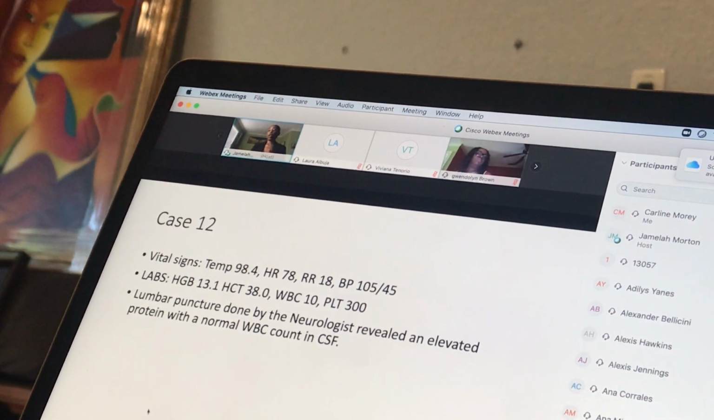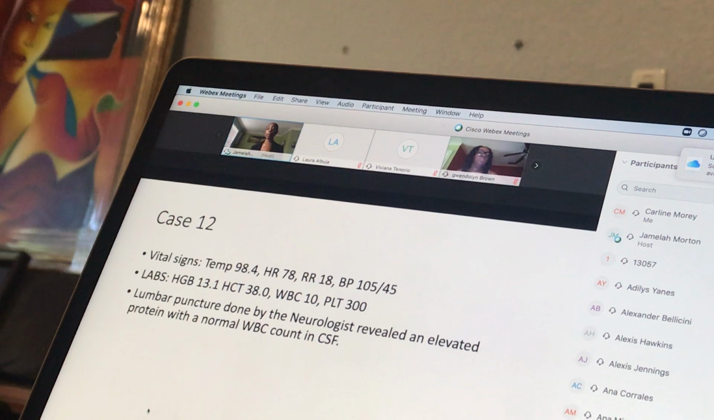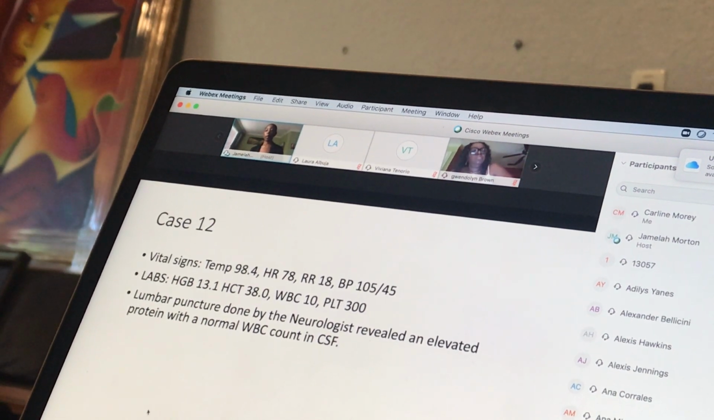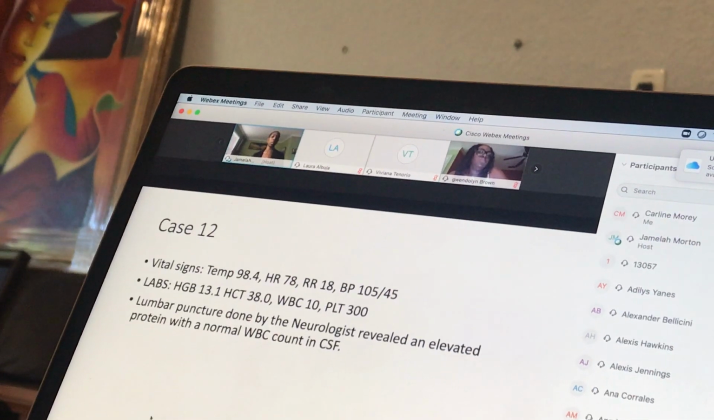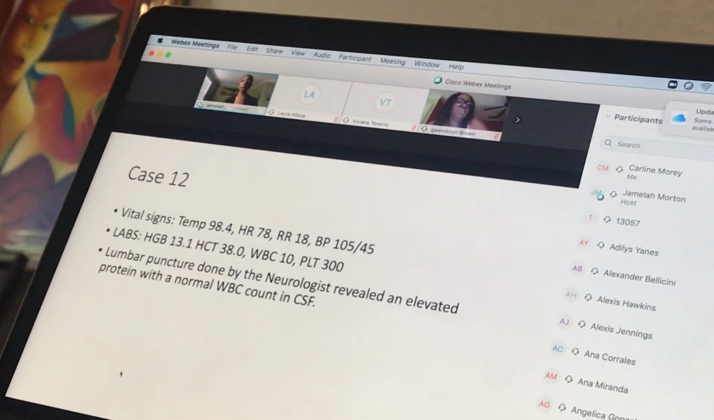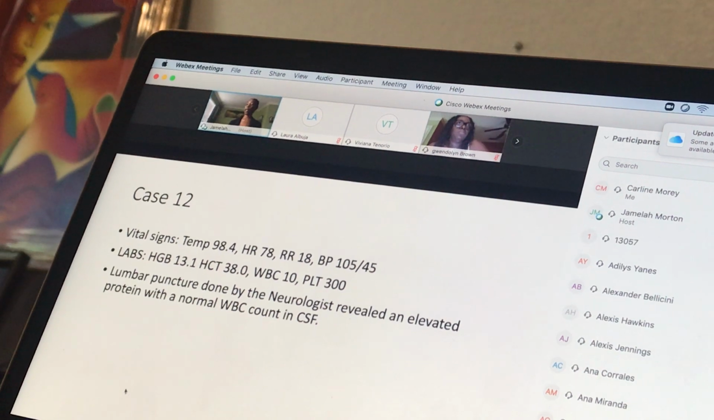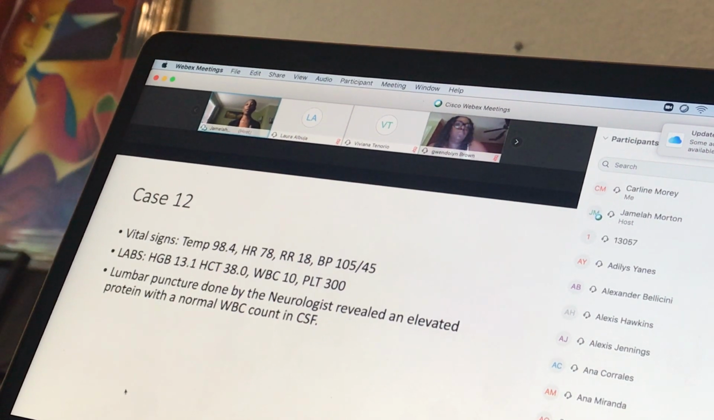But you want to look also at the lymphocytes and the neutrophils. If the patient has a viral meningitis, it would be lymphocytosis. If they have a bacterial meningitis, it will be neutrophilia. So you'll have elevated neutrophils, elevated white count, elevated proteins, and low glucose for bacterial meningitis.